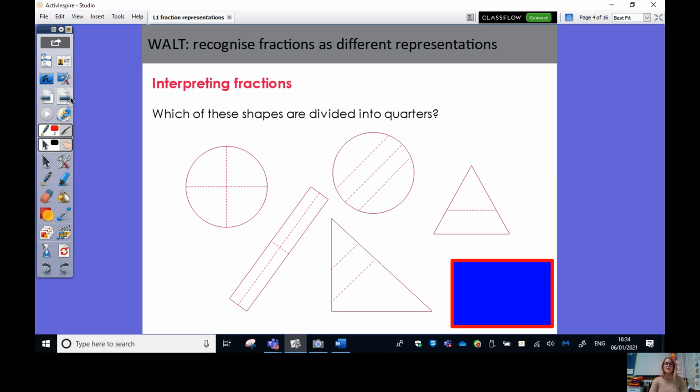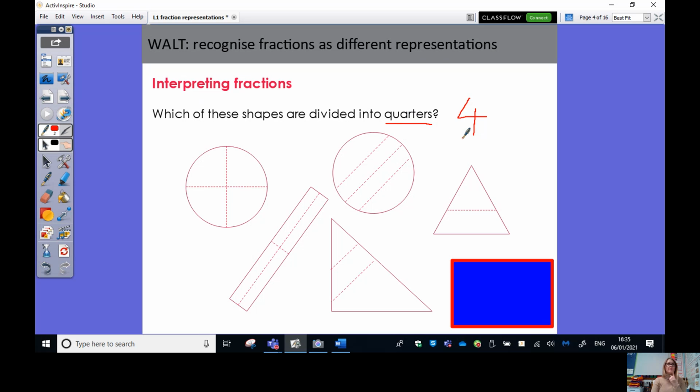The first thing I would like you to do is look at the shapes on the screen. Now they've been divided up. I want you to think which of these shapes have been divided into quarters. Hopefully we know what this word is here and we should have seen it before. What does quarters mean? Hopefully you might be able to tell me that quarters means the shape has been split into 4 parts.